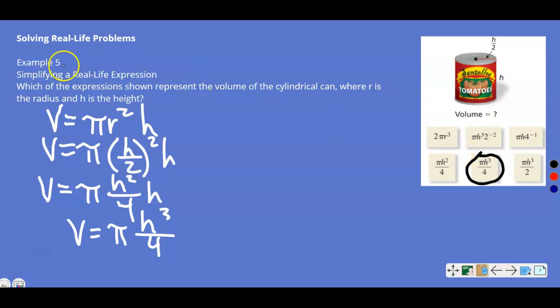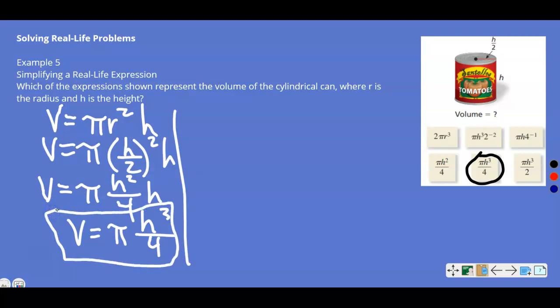All right, but it says which of the expressions shown represent the volume, which means it can be more than one. So we need to check all of these to see if any others can represent the volume of this cylinder. So we know this is how we simplified it, but it may be written in a different format.